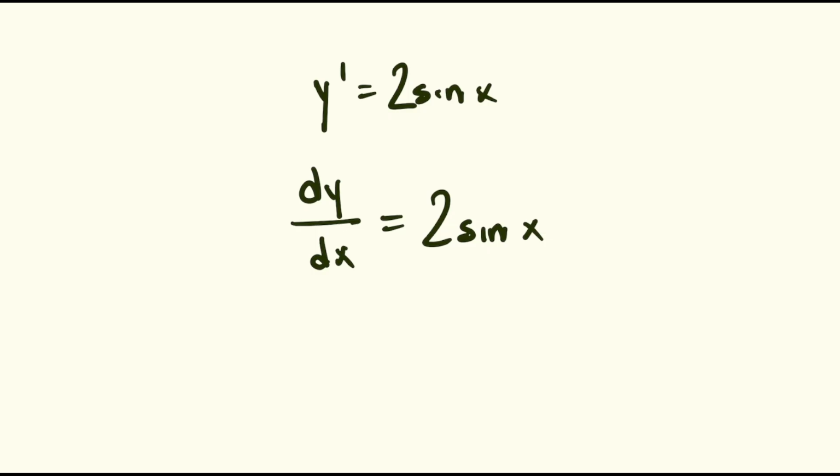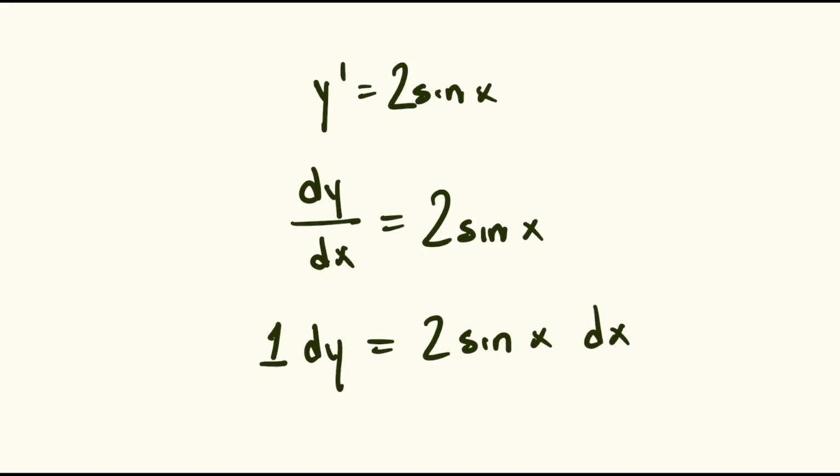Next thing that we are going to do is we want to separate our x's and our y's. So we're going to leave our dy on the left-hand side of our equation, and we are going to multiply both sides by dx, moving our dx to the right-hand side of our equation. You'll notice a couple of things here. First of all, in front of the dy, I'm going to put a 1 because 1 times dy is dy. We're going to actually use that.